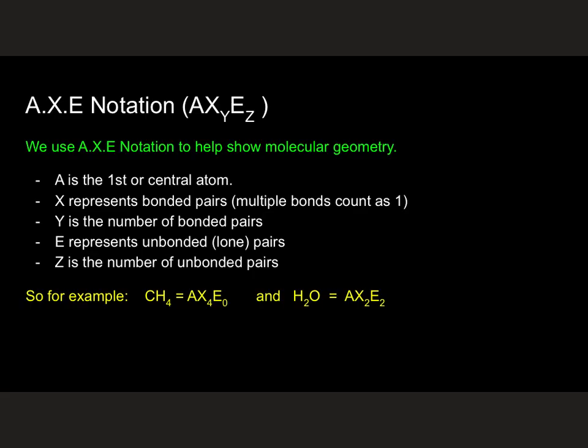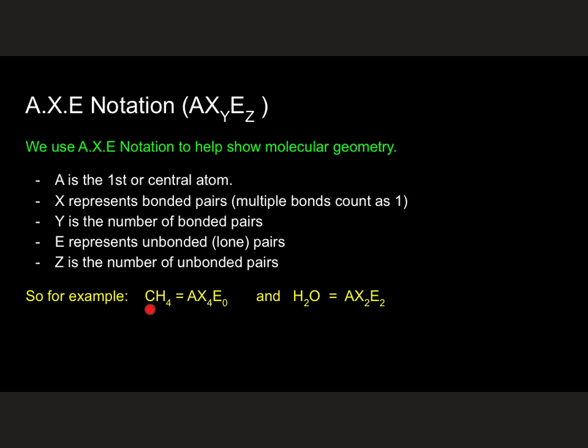There is a notation for this called the AXE notation. It's a little confusing because you just use an A to represent your first central atom. So we're looking at only one atom, the one in the middle, right? The X represents bonded pairs, and to know how many, it has a subscript of Y. That's the number of those bonded pairs. E represents unbonded or our lone pairs, and the subscript is Z, so that would represent the number of those lone pairs.